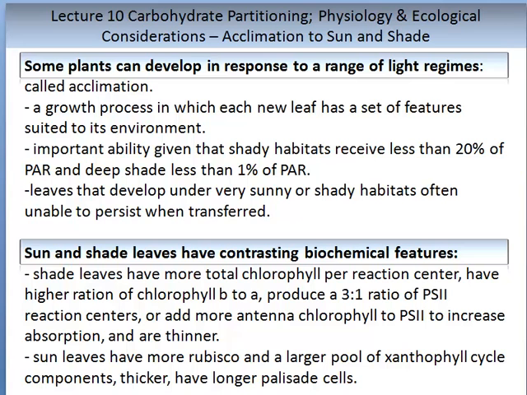Sun and shade leaves have contrasting biological features. Shade leaves have more total chlorophyll per reaction center. They have a higher ratio of chlorophyll b to a. This produces a ratio of 3:1 of photosystem 2 reaction centers. They can add more antenna chlorophyll to photosystem 2 to increase absorption and tend to be thinner. While sun leaves have more rubisco and a larger pool of xanthophyll cycle compounds. They are thicker and they have longer palisade cells.